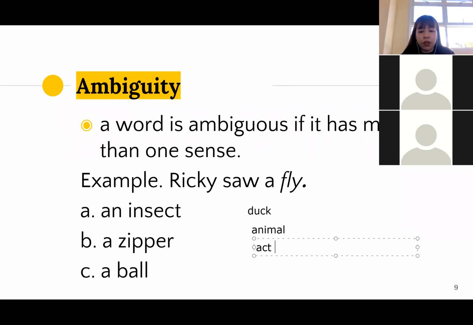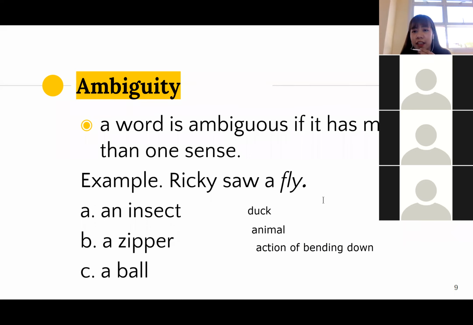Or it could refer to the action of bending down, na duck. Di ba, if you can remember, when we have earthquake drills, we are usually given the commands duck, cover, and hold. So it does not mean nga, magkuha ka pato, makover ka kag ma-hold. So what we mean there, duck, is magbend, manago sa ng safe nga place, cover, and hold. Kumbaga. So that is another example of a word that is ambiguous or has more than one meaning for ambiguity.